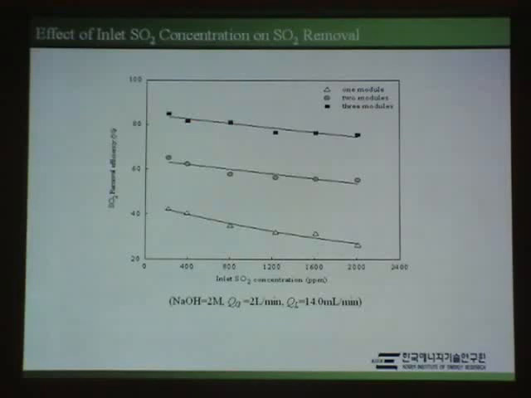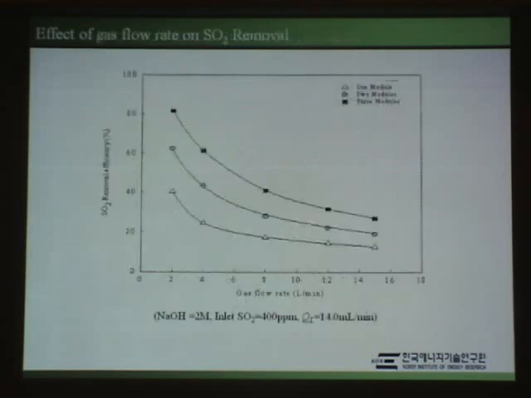The other factor we studied was the effect of inlet SO2 concentration on SO2 removal efficiency. SO2 removal efficiency decreased slowly with the increasing concentration of SO2. It occurred because we carried out this study at a fixed liquid flow rate, and the increasing concentration of SO2 required larger and larger amounts of NaOH, but the concentration and the liquid flow rate of NaOH were fixed. So it is obvious that SO2 removal efficiency will decrease. This is the expected result.